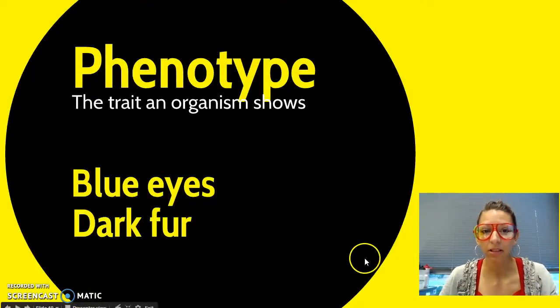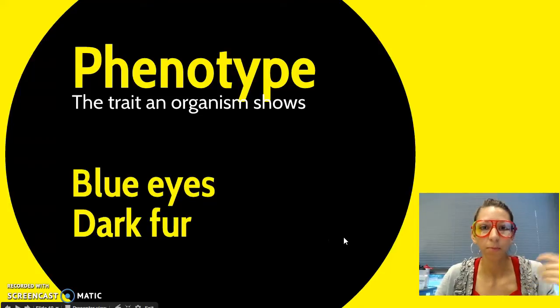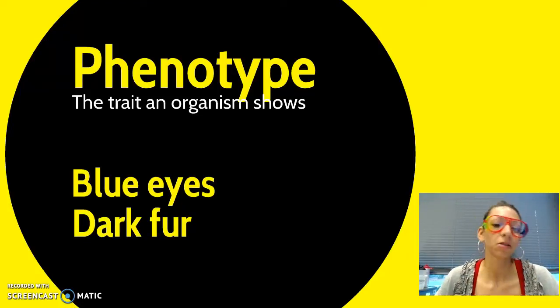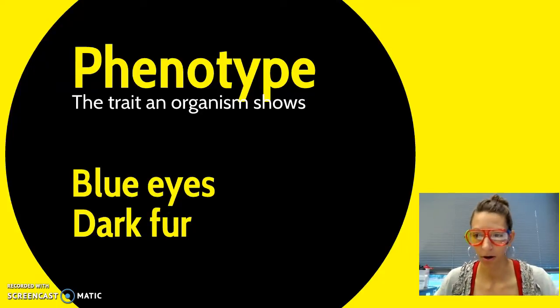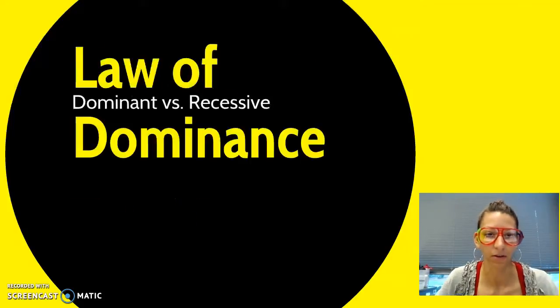Now remember, our phenotype is going to be the trait that the organism shows. P for phenotype, P for physical. So think physical phenotype. This will be something like blue eyes, or dark fur, or curly hair, or whatever phenotype you're going to talk about.